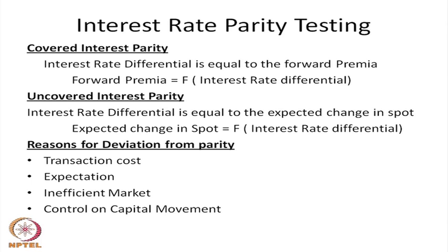Similarly, the uncovered interest parity tells us what the expected change in the spot rate should be after one period, and how much the spot rate should change depends upon the interest rate differentials between the money market of the US and the money market of India. If the covered or uncovered interest parity holds in India, then there cannot be an arbitrage opportunity between the money market and the forex market.